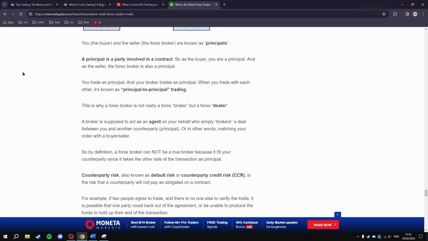A broker is supposed to act as an agent on your behalf who simply brokers a deal between you and another counterparty, or principal, in other words, matching your order of a buyer and seller. So by definition, a forex broker cannot be a true broker since it is your counterparty, since it takes the other side of the transaction as principal. Counterparty risk, also known as default risk or counterparty credit risk, is the risk that a counterparty will not pay as obligated on a contract.